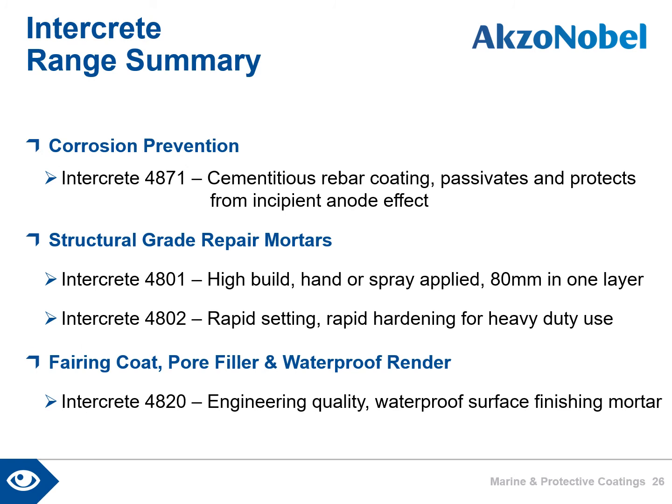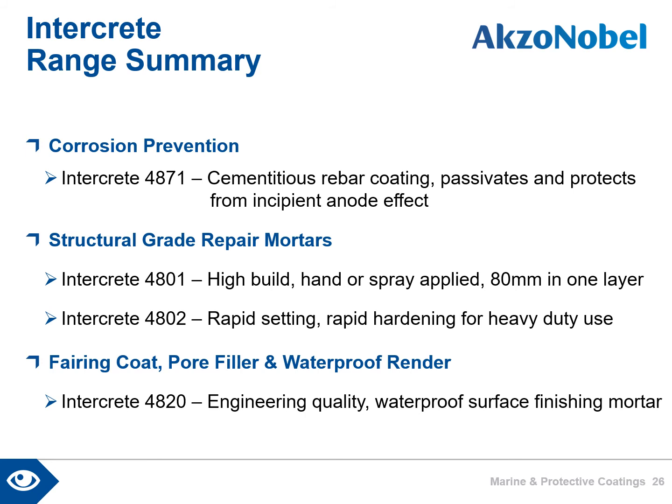Looking at the Intercrete range specifically, our first line of defence is with corrosion prevention. Intercrete 4871 is our cementitious coating for steel reinforcement protection. It passivates and protects from incipient anode effect. We have two structural grade repair mortars. Intercrete 4801, a high build hand or spray applied mortar, easily achieving up to 80 mm in a single layer, even overhead. Intercrete 4802 is a rapid setting, rapid hardening mortar for heavy duty use, typically on trafficked areas.